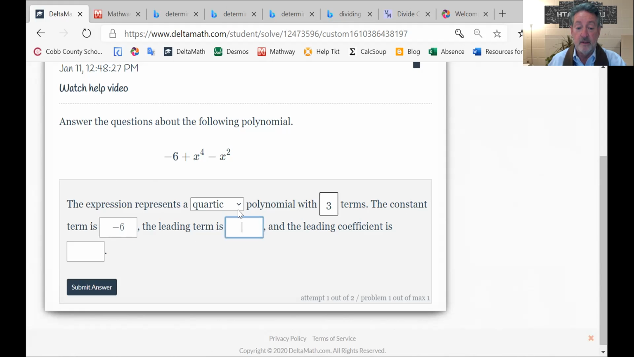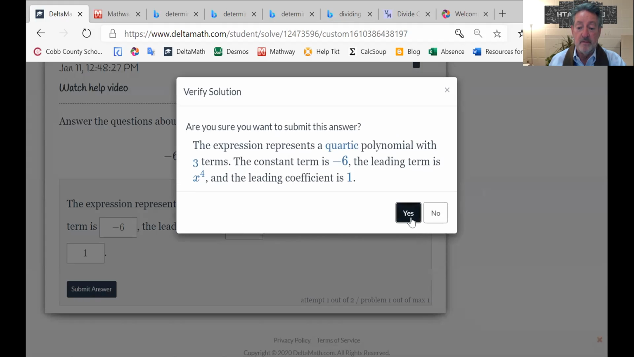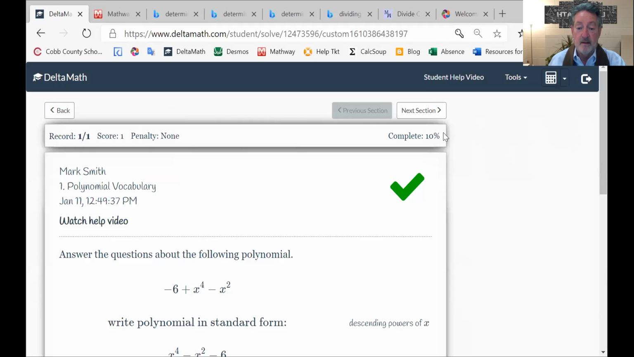-6. The leading term, again, we're looking for the highest exponent, which is 4. So that's the leading term right there. So the leading term is x to the 4th power. And the leading coefficient is in front of that. Well, there's nothing there, but we know that there's always an invisible 1. So there's our 1, invisible 1. All right, so that was right.